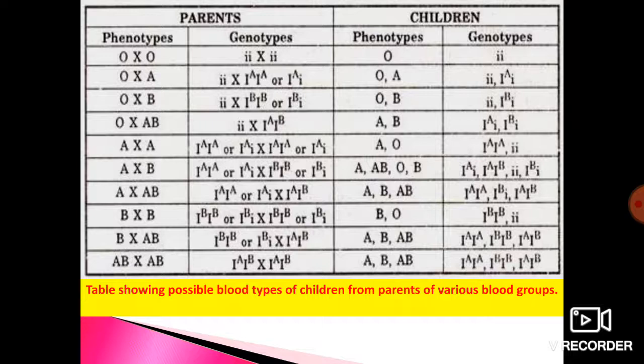So the children could be group A, because one can have an A from the mother and an A from the father. The other child could be B from the father and B from the mother, so it could be B. Or the third child could have A from the father and B from the mother, so AB. So parents who are AB will have children who can have either group A, group B, or group AB. This way we can accurately predict and tell how the multiple alleles act and how they express their phenotype in the organisms in which they are present.